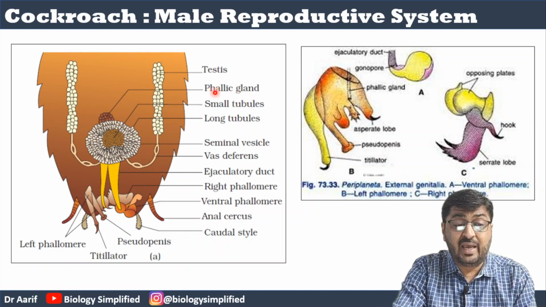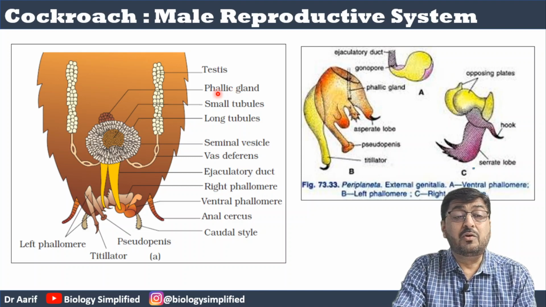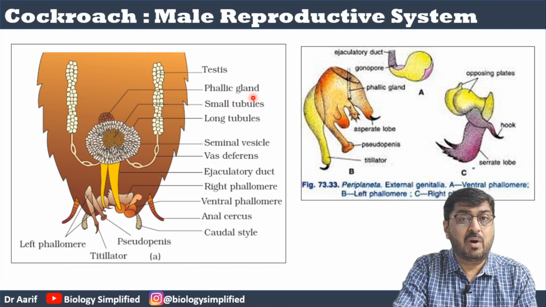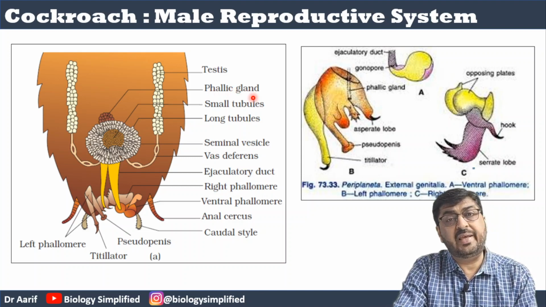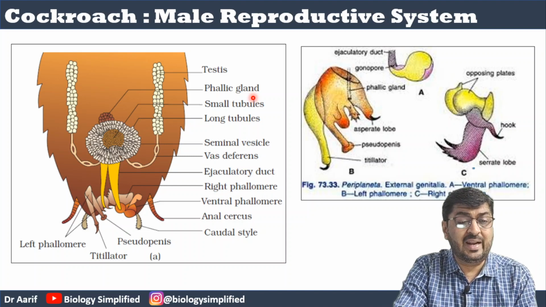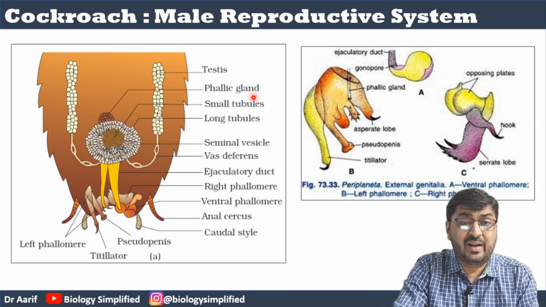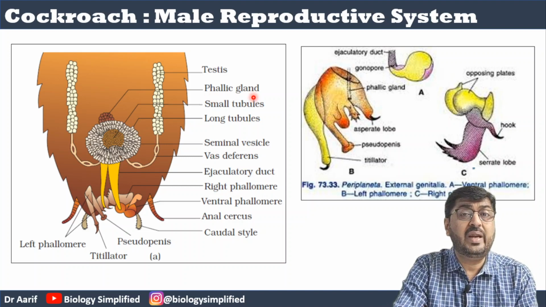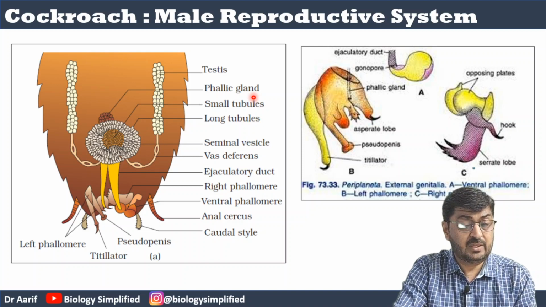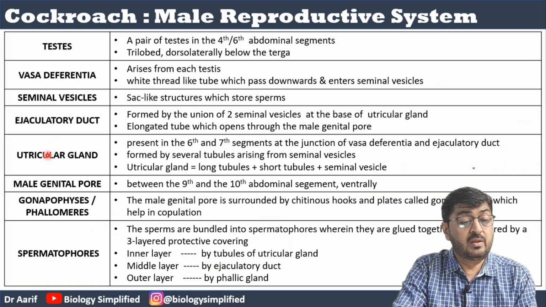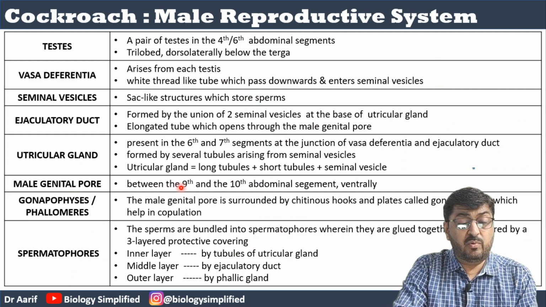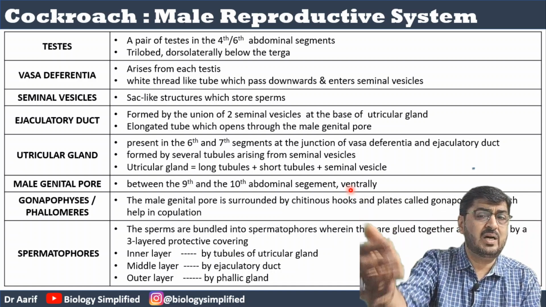But since they have given a diagram wherein the phallic gland is marked, right, they expect us to know about the phallic gland also. What is the phallic gland also called as? Conglobate gland. ठीक है? Okay. Male genital pore located between the 9th and 10th abdominal segment ventrally. So this is where the ejaculatory duct is opening up. यहाँ से sperms बाहर जाएंगे.